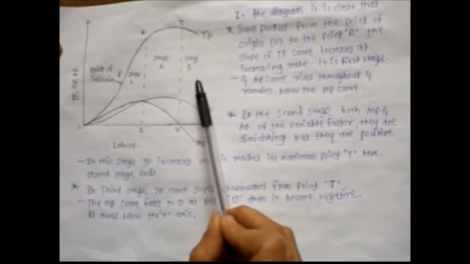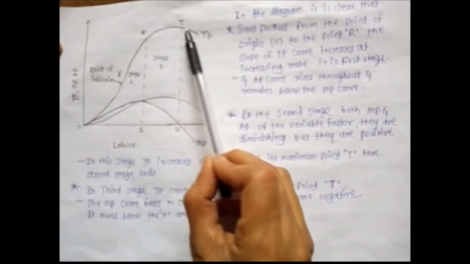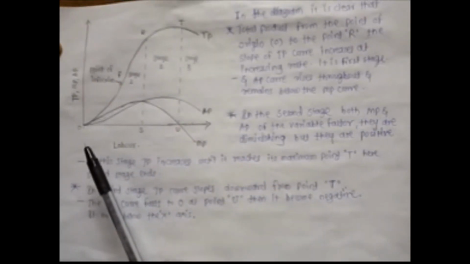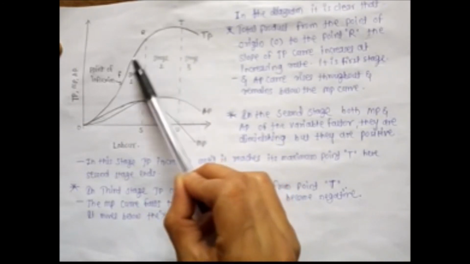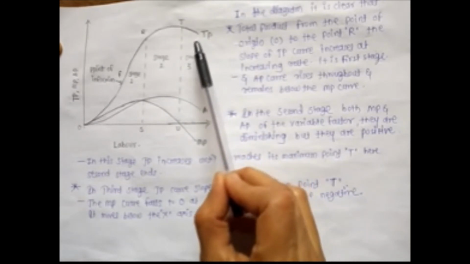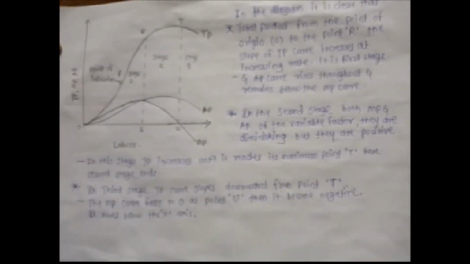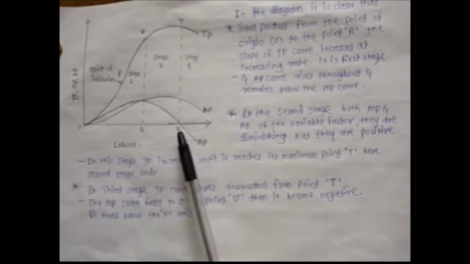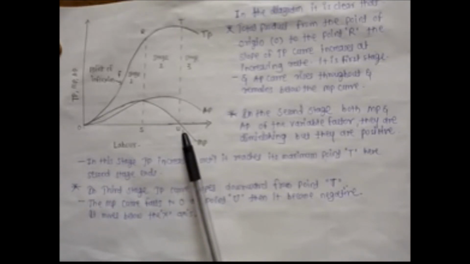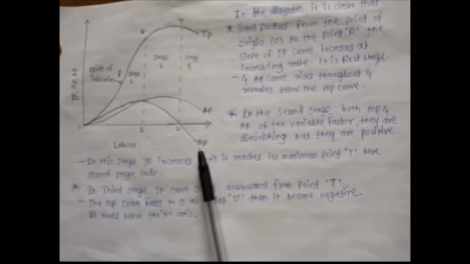In the third stage, the slope of the total product curve turns downwards from the point T. See here, in the third stage, the slope of the total product curve is downward from the point T, and the marginal product curve falls to zero at the point U, meaning it becomes negative and moves below the X axis. This is the third stage.